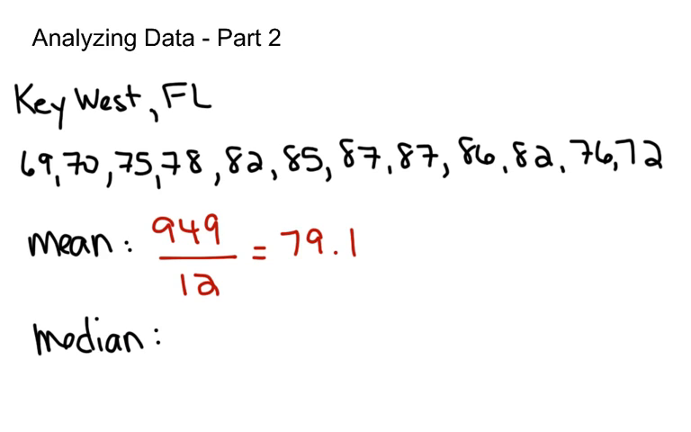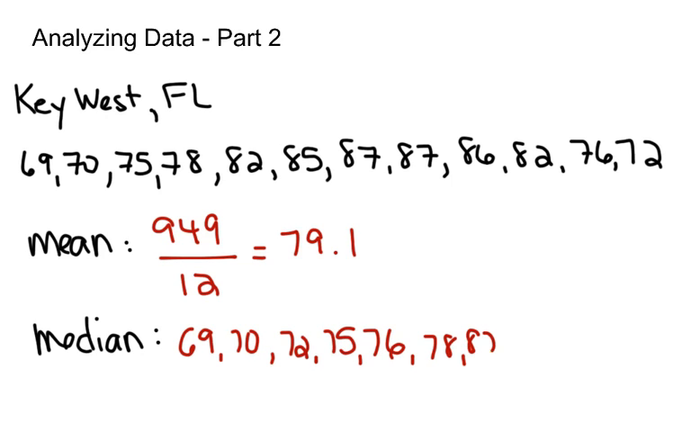Well, in order to find the median, we had to put the numbers in order. So in order, we have 60, 69, 70, 72, 75, 76, 78, 82, 85, 86, 87, 87. Let me check. 1, 2, 3, 4, 5, 6, 7, 8, 9, 10. I missed a number. So 69, 70, 72, 75, 76, 78, 82. I missed another 82 in there.